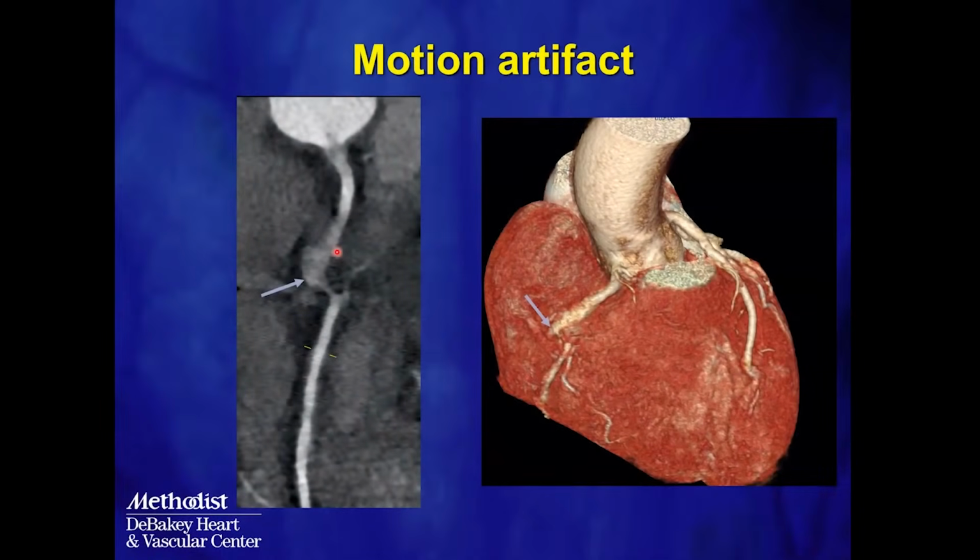This is what it looks like on a curved planar reformat. With the motion artifact, you see this break in the vessel from the proximal to the mid right coronary artery. This is the 3D volume rendered image, and this is the curved planar reformat showing this artery out of phase because of motion.